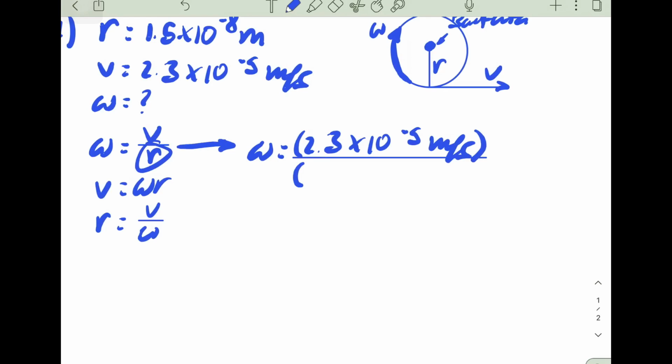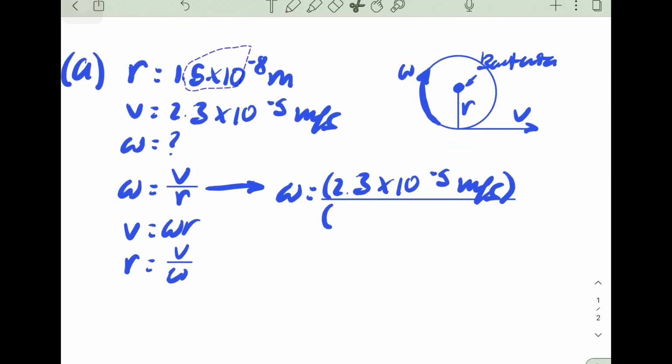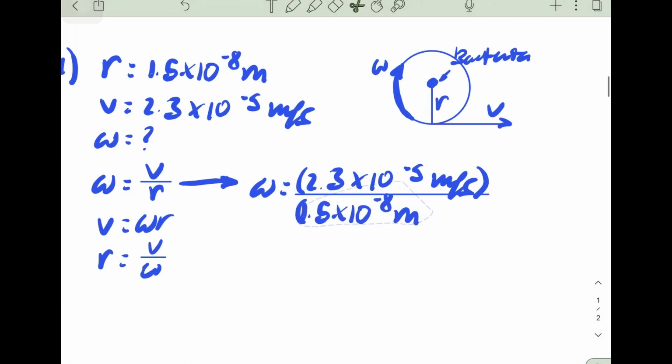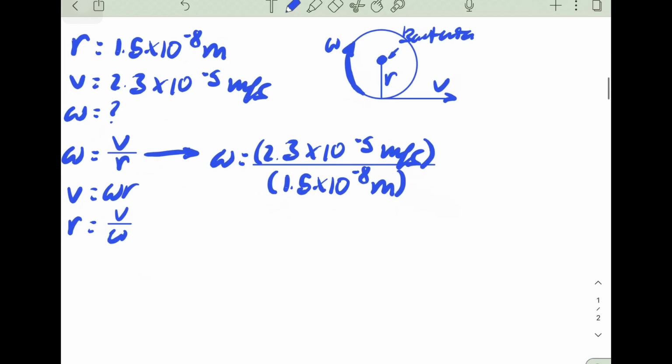We know the value for radius, which in this case is 1.5 times 10 to the negative 8 meters. Right here. And now we have plugged it in. It's all ready to go. And if you're really good with scientific notation and dividing, then awesome. I'd rather use a calculator just in case.